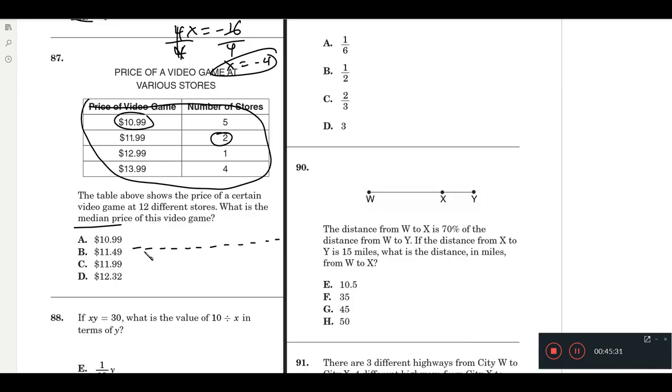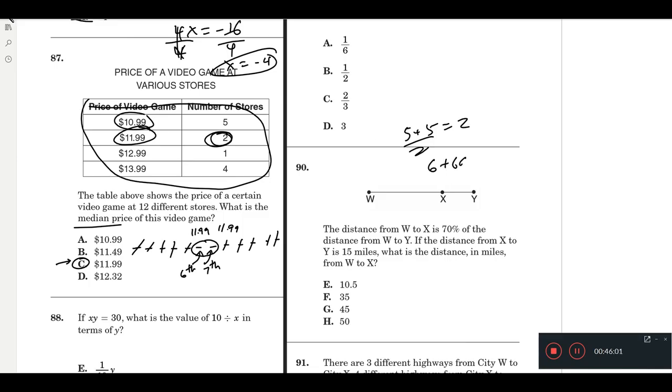So 12 numbers, right? So 1, 2, 3, 4, 5, 6th one and 7th one. Both of them are the same number, 11.99, so that would just be the median. 11.99 plus 11.99 divided by 2 gives you 11.99. If you add the same number and divide by 2, you get the same number. 5 plus 5 divided by 2 is 5. 6 plus 6 divided by 2 is 6. But if you don't believe me, then you can do all the work. No worries.